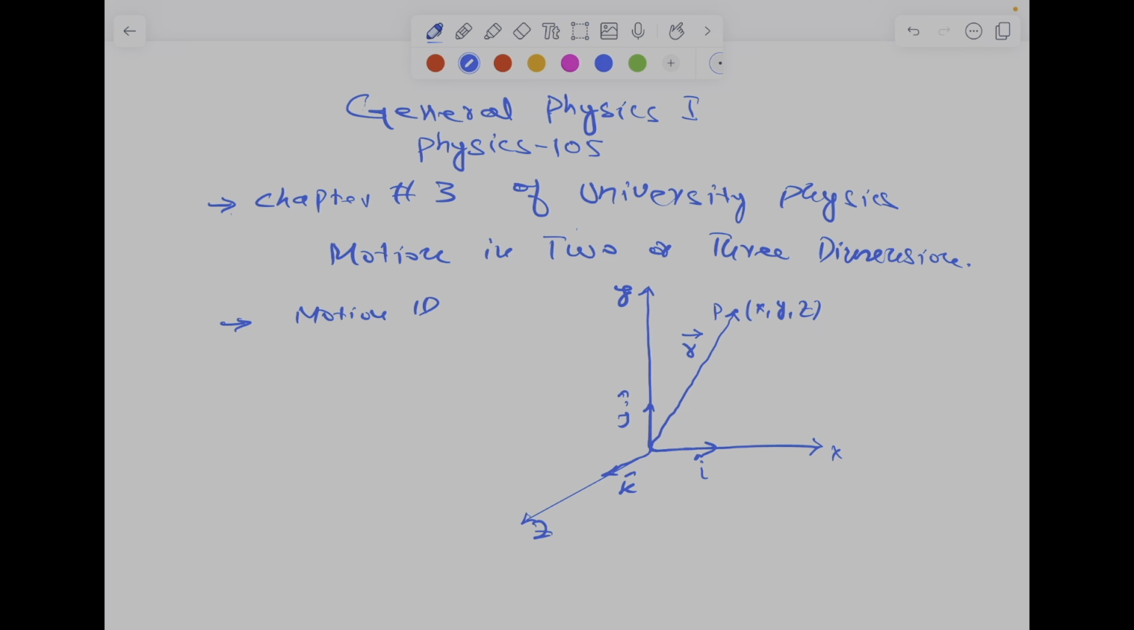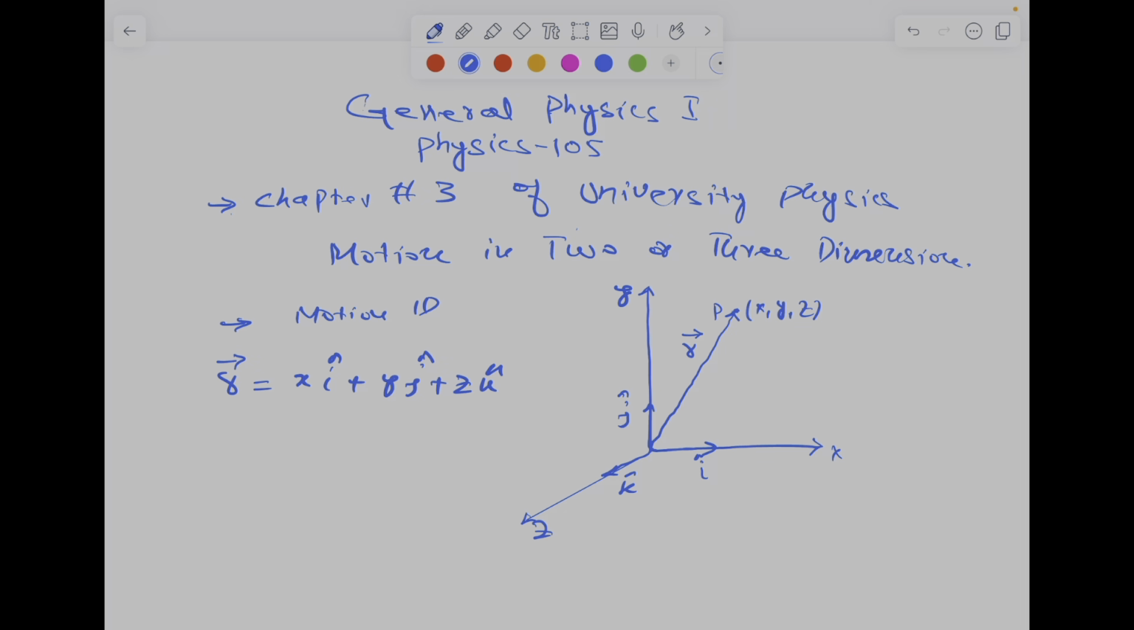So the position vector can be written in terms of its components. This position vector r can be written in terms of its components. So it has 3 components now: xi plus yj plus zk. So there are 2 ways to reach the point P, either directly along this line, or you can go along x, y, and z to reach the point P.